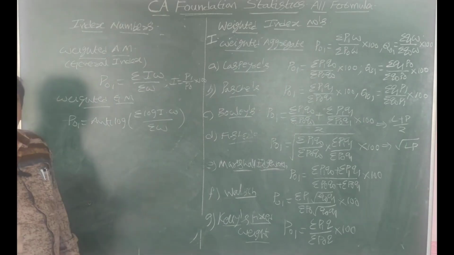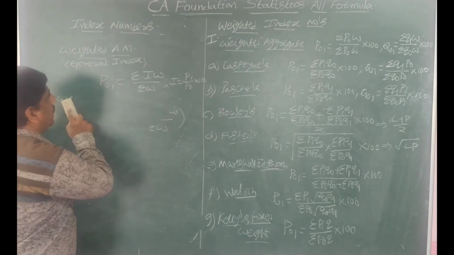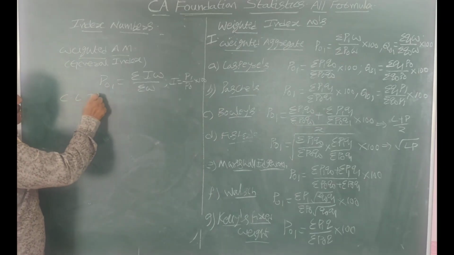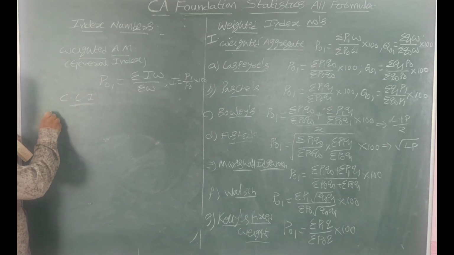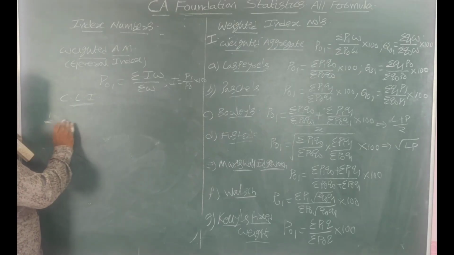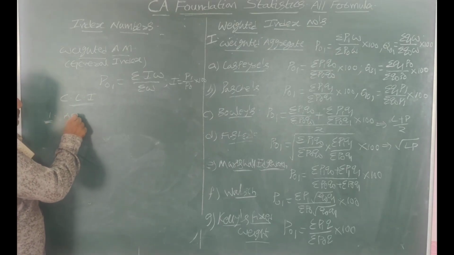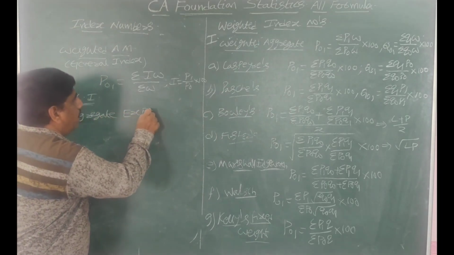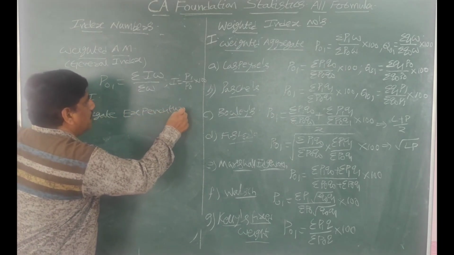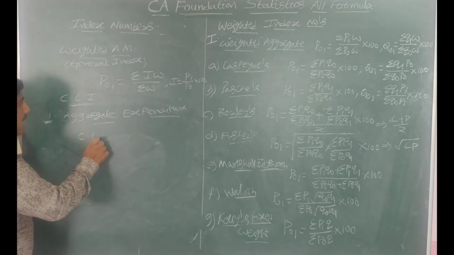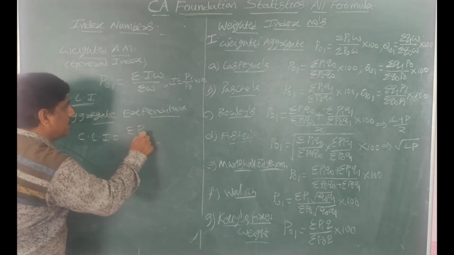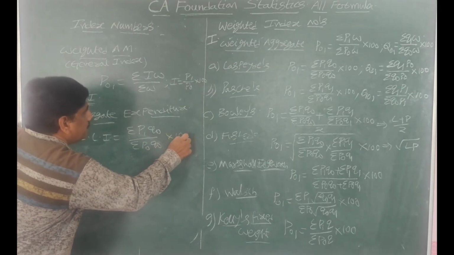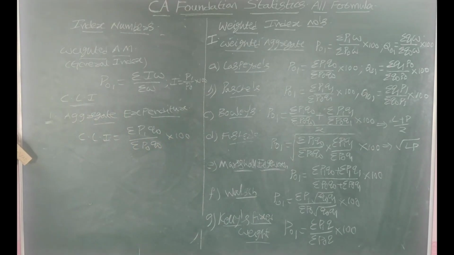Again, in this chapter we have cost of living index number. For computing cost of living index number we have two types of formulas. One is aggregate expenditure method, where the formula is nothing but last year's formula. For computing CLI in aggregate expenditure method, formula is summation P1 Q0 by summation P0 Q0 into 100. Last year index is nothing but aggregate expenditure CLI.